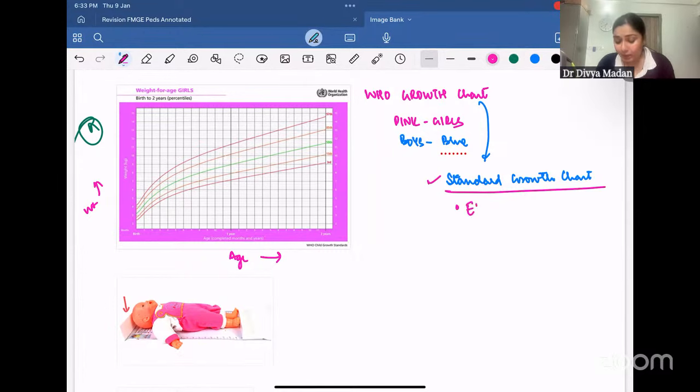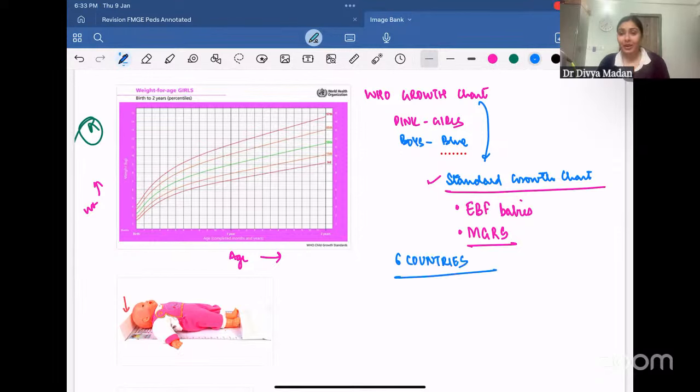In here, the standard was exclusively breastfed babies. It is also referred to as the MGRS, the multi-centric growth reference study, which gave this chart. Here we collected data from 6 countries. What are these 6 countries? You remember by the mnemonic, "You are a big no." That's how I reject boys. How do you remember the countries? U is for USA, that is United States. B is Brazil. I is India. G is Ghana. N is Norway. O is Oman.